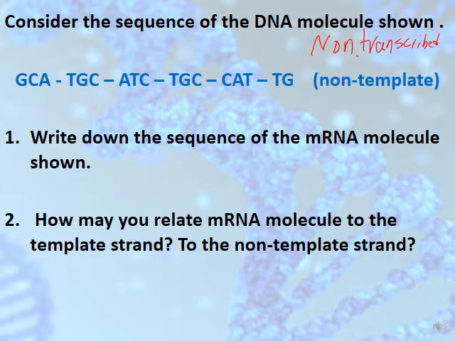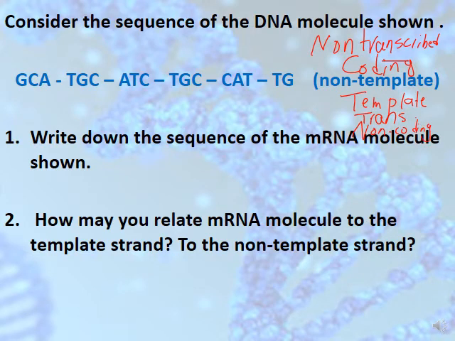Okay? And it's called the coding. While the second strand is called the template, the transcribed, the non-coding. Okay, did you pay attention to this? Transcribed, template, TT, non-coding. Non-transcribed, non-template, it's the coding. So this strand is the non-template, meaning that it's the non-transcribed, it's the coding.